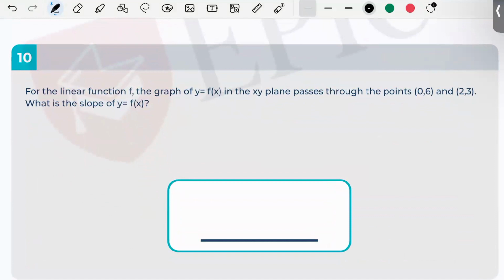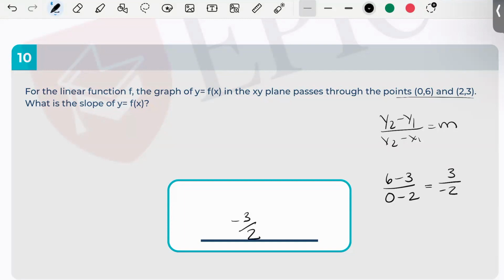For the linear function f, the graph of y equals f of x passes through the points (0, 6) and (2, 3). What is the slope? Oh my goodness, yet another slope formula. It was a popular concept on the June SAT. Okay, so once again, I'll just substitute the coordinates. So we'll do 6 minus 3 and 0 minus 2. That will be 3 over negative 2. And just negative 3/2 is the answer.